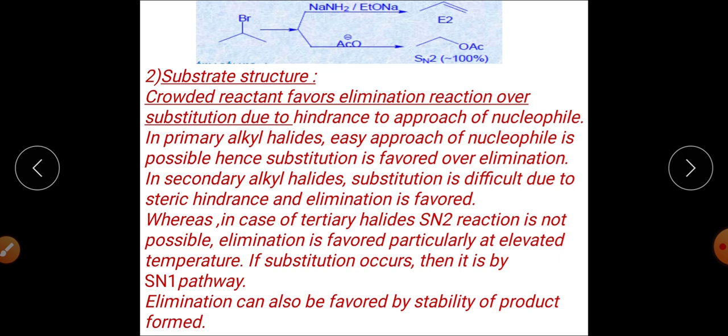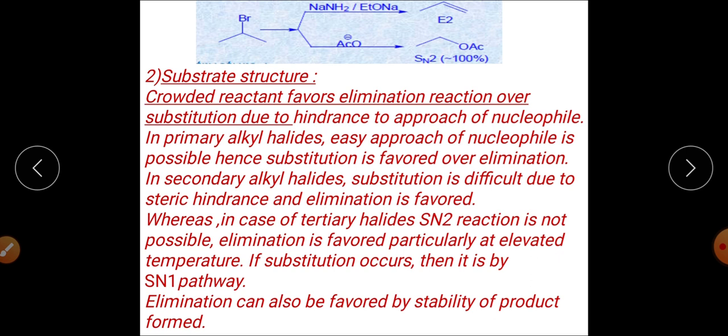E2 reaction will be favored in this condition, my dear students. When we talk about this reaction, this is a nucleophile, and this nucleophile will attack backside on this particular carbon with elimination of Br negative, and you are getting 100% SN2 product. Nucleophilic substitution, bimolecular reaction will happen in this case.